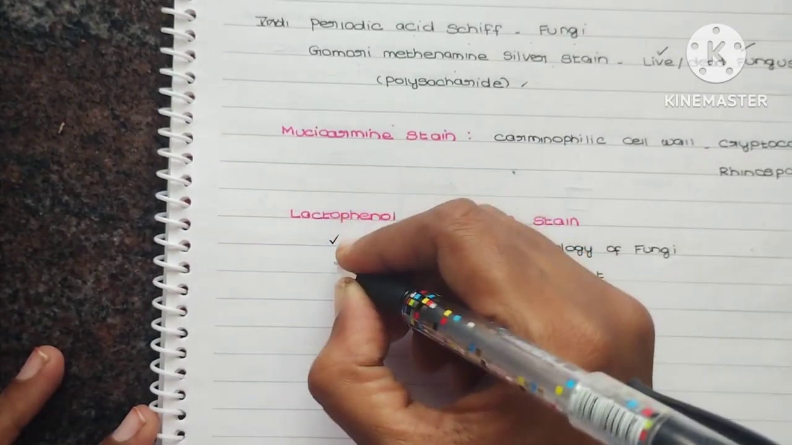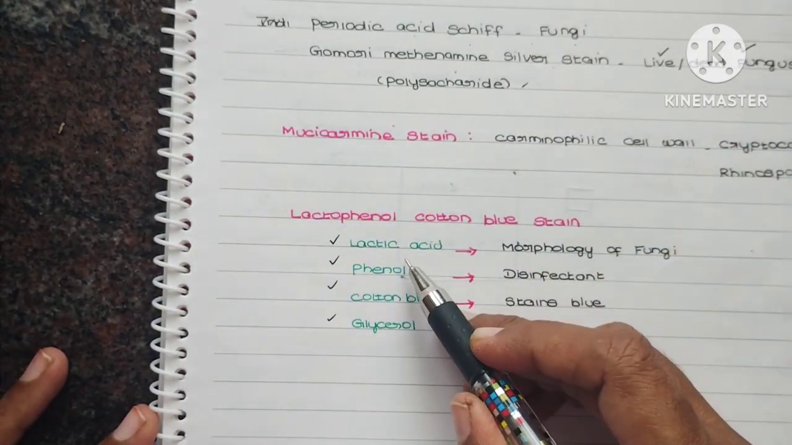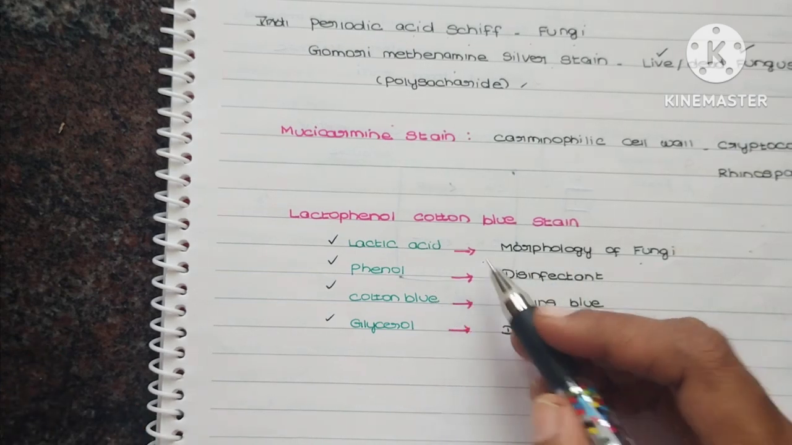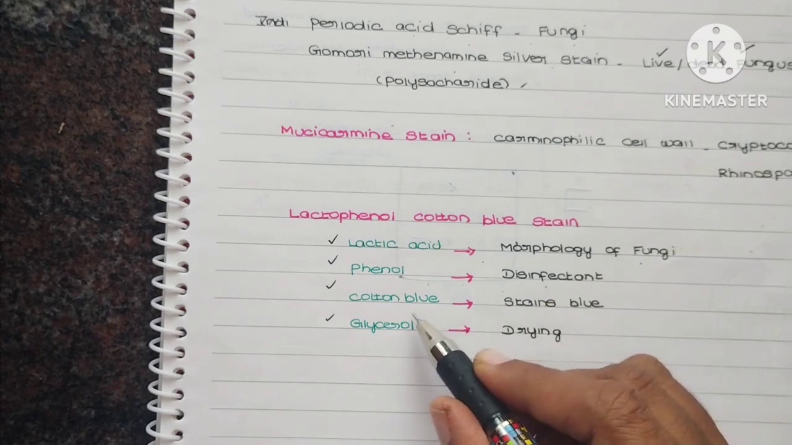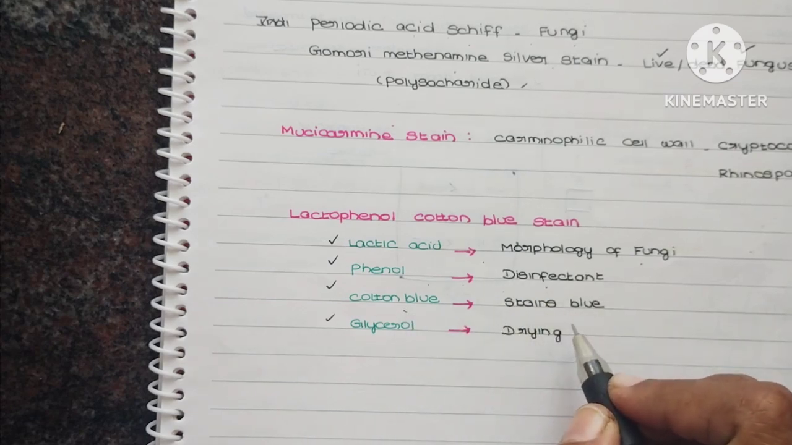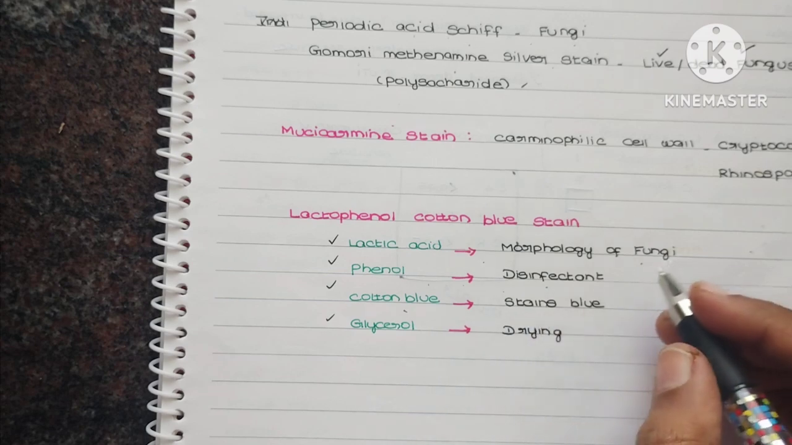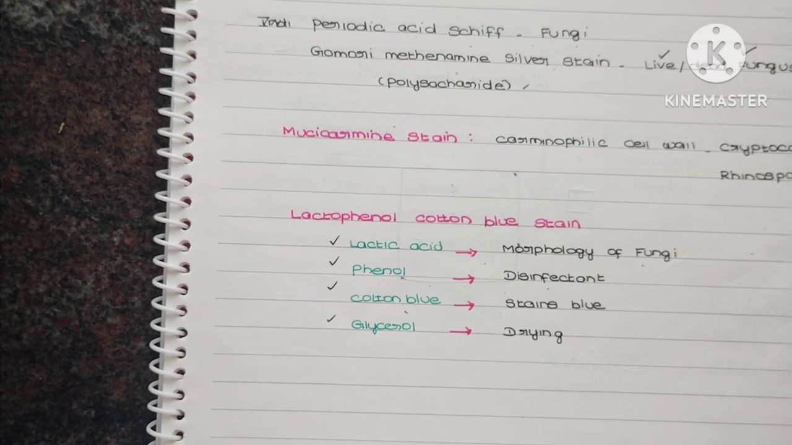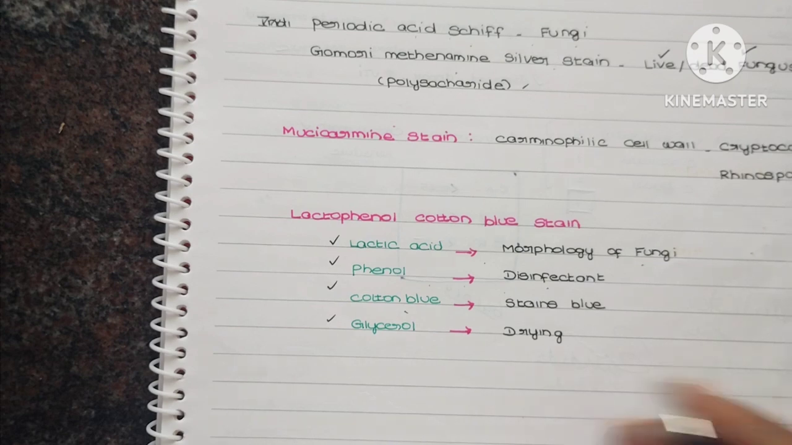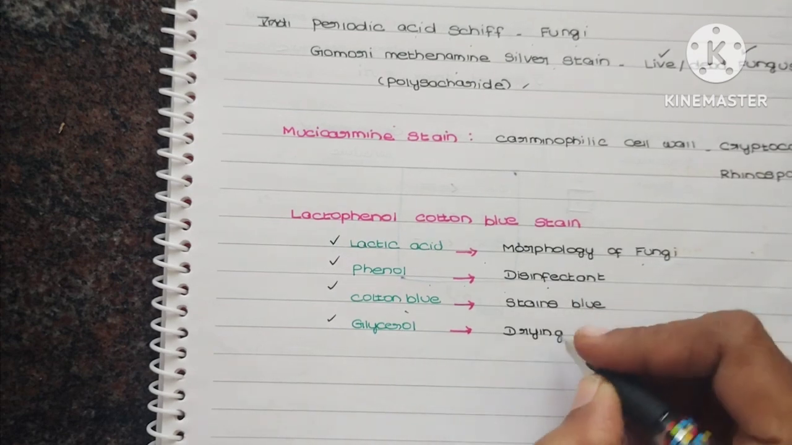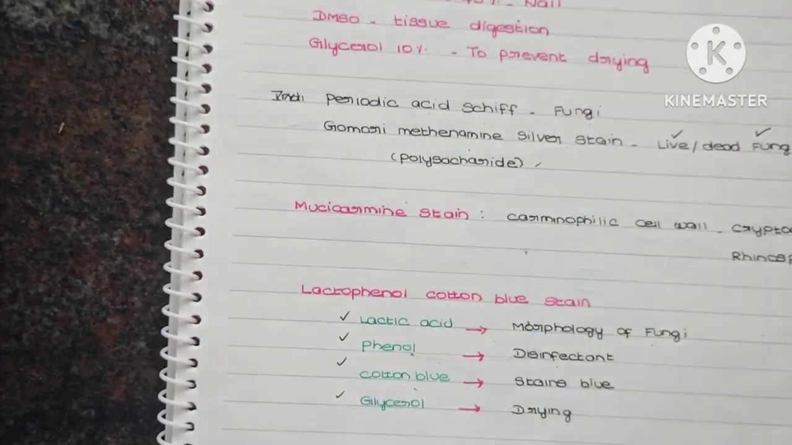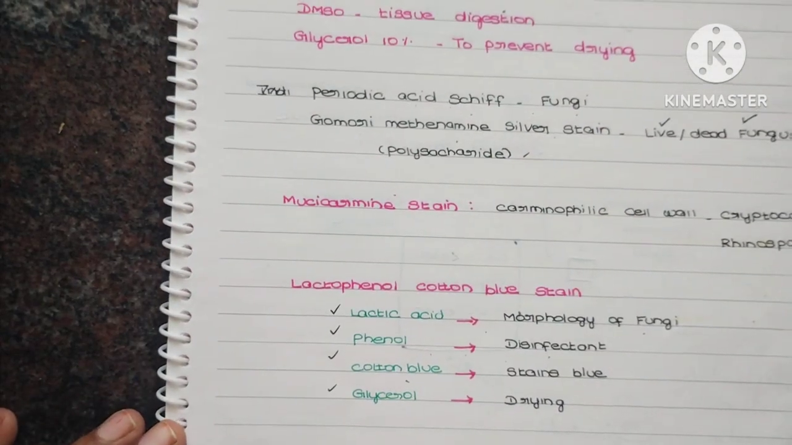So next is lactophenol cotton blue stain. Here the lactic acid is mainly so that you can make out the morphology of the fungus. Whereas phenol is a disinfectant, and cotton blue will stain the fungus, so that we can see all the hyphae in blue color. I think you can remember the LPCB of Aspergillus, everything will be blue in color, right? It is because of this cotton blue, and again the glycerol action is mainly to prevent the drying of the dye. Okay, so in these fungal stains, each and every point is very important, and you want to remember all the points.